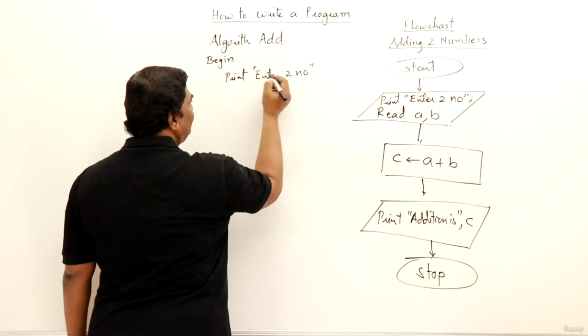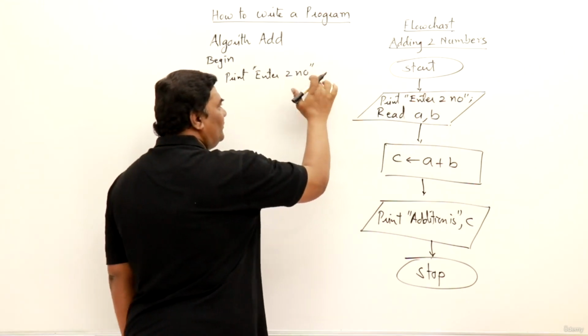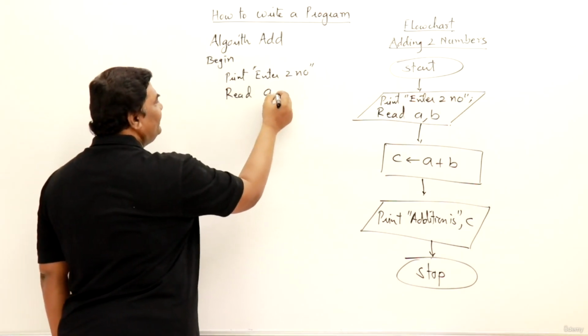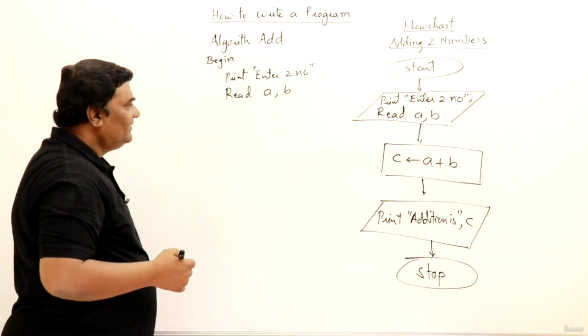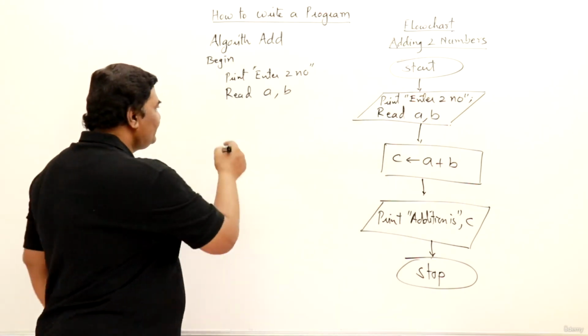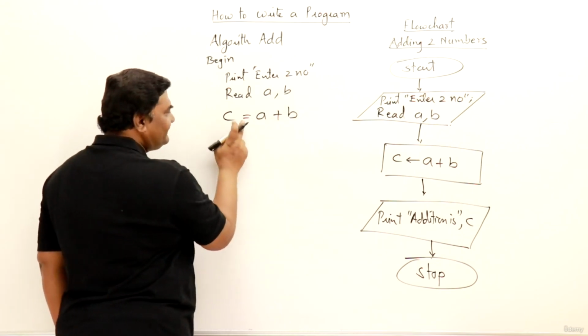This is a message I am giving. Then writing semicolon or not, that is a choice because it's pseudocode. It's not strict. Then I should read two numbers in two variables, that is A and B. This is over. Now next step is processing. So C is assigned with A plus B.